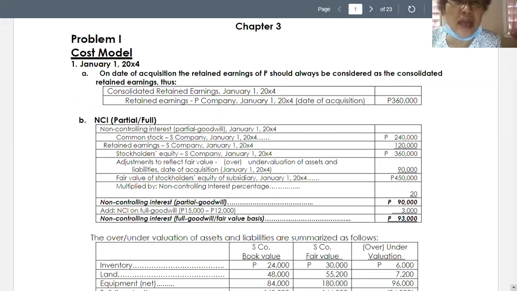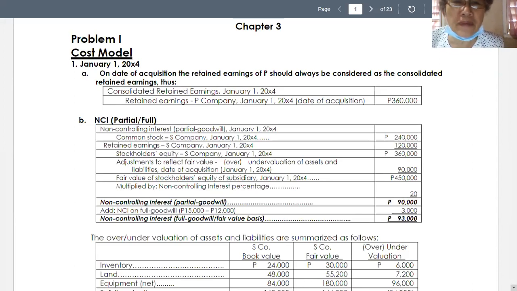So we have now the non-controlling interest under the partial goodwill. We have the retained earnings, total of 360,000. We are going to deduct or add whatever it is. But this time, we have the undervaluation of the assets of 90,000, which we have in the computation. Yesterday, I gave this also.